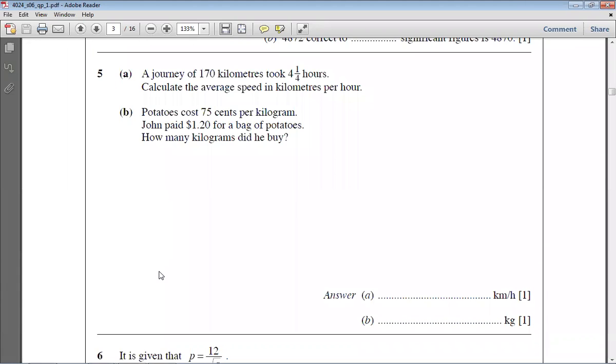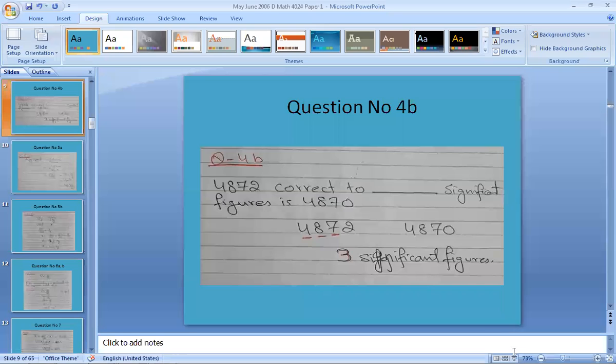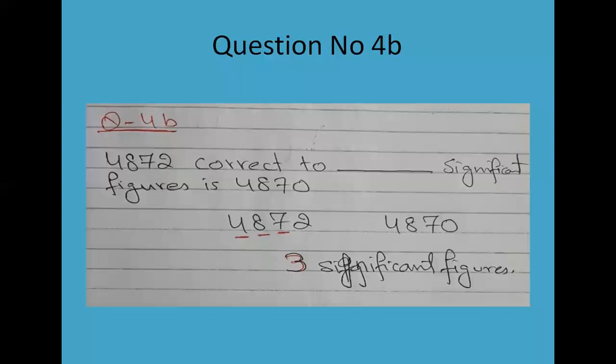He says a journey of 170 kilometers took 4 whole 1 by 4 hours. Calculate the average speed in kilometers per hour. Here the distance is given and the time is also given. And we want to find the average speed. The average speed is total distance by total time. So the total distance is also known and the total time is also known. Very easily we can find the speed.